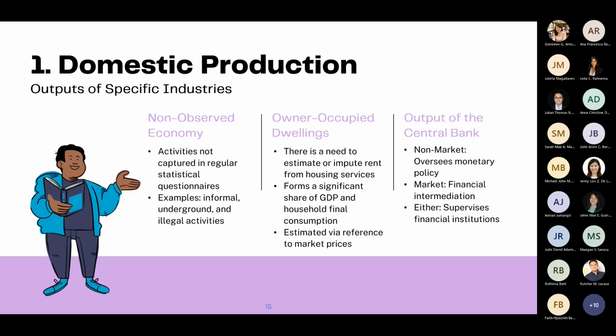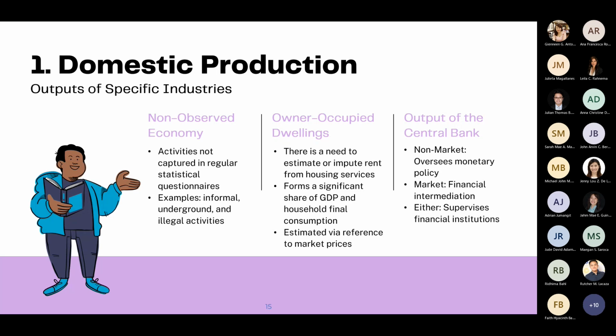Right. And finally, we have, among many, the output of the central bank. If you caught the discussion by Ms. Cheska on FISM last year, recall that there are three functions of the central bank. First, it oversees the monetary policy of an economy, which is a non-market output that it produces as a government entity. By overseeing the monetary policy, it functions as a government unit.